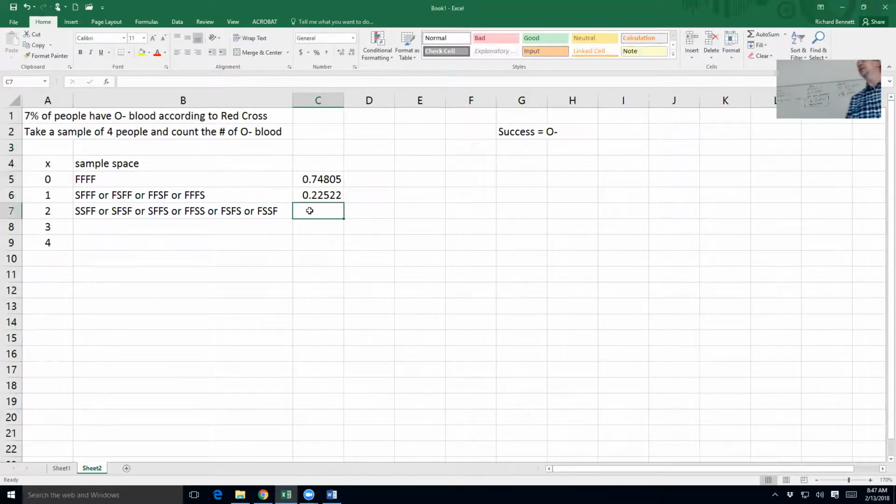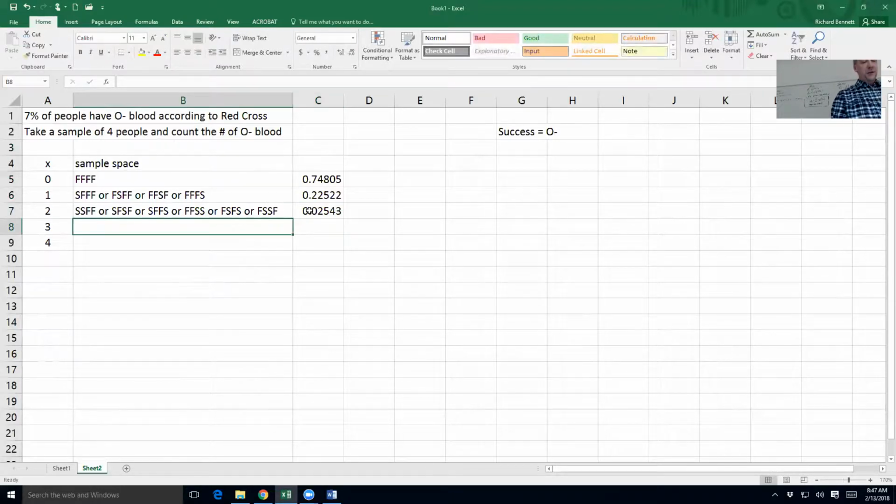All right, so let's do the first option. Probability of success on the first try is 0.07. Probability of success on the second try, 0.07. Probability of failure on the third try, 0.93. Probability of failure on the fourth try, 0.93. Does the order really matter? No. No, but how many ways can I do this? 6 ways. 6 ways to do this, right?